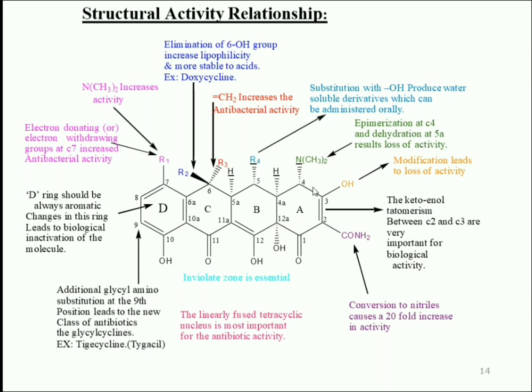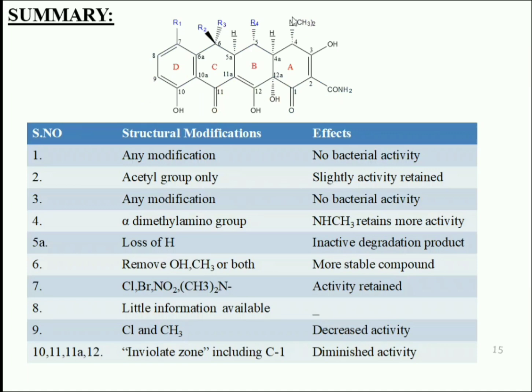So if there is any modification at carbon 1, there will be no antibacterial activity. If there is a modification or an acetyl group attached to carbon 2, slight activity is retained. If there is any modification at carbon 3, no antibacterial activity will be found. If an alpha dimethylamino group is attached to carbon 4, the activity of the tetracycline will be retained. If hydrogen is lost from carbon 5a, an inactive degradation product will be produced. The removal of the hydroxyl, methyl, or both groups from carbon 6 forms a more stable compound.